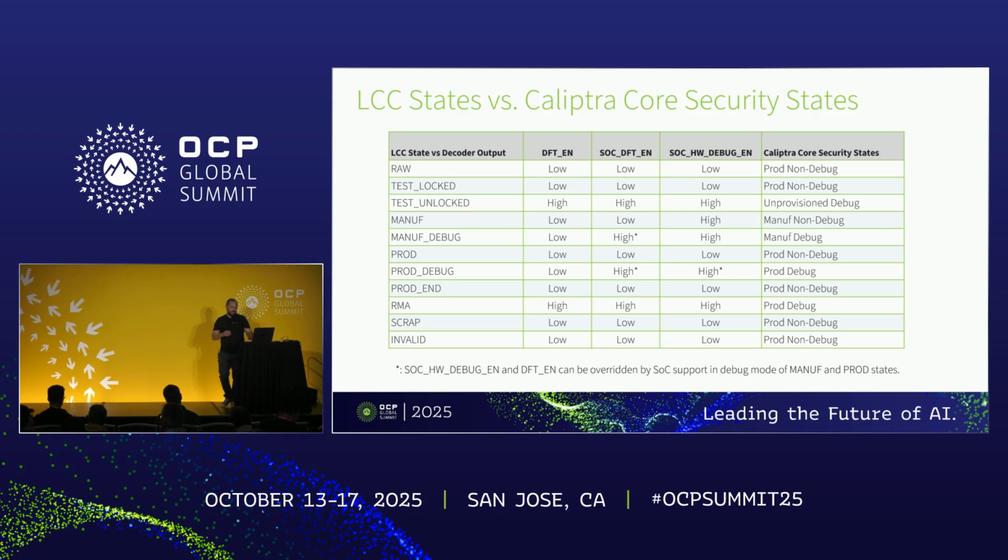This is also a very interesting slide. For those familiar with Caliptra Core, Caliptra Core has the concept of security states, which are on the right column. And then on the Caliptra Subsystem side, we have additional signals that are used to manage the debug functionality across lifecycle states. This table is also available in the Caliptra Subsystem specification if you are interested in getting more details.